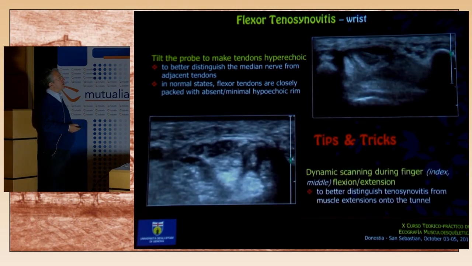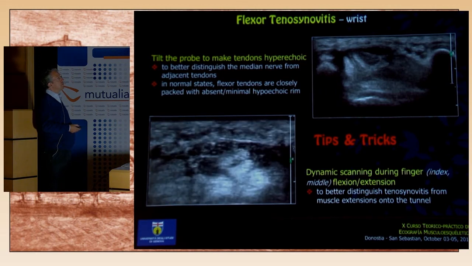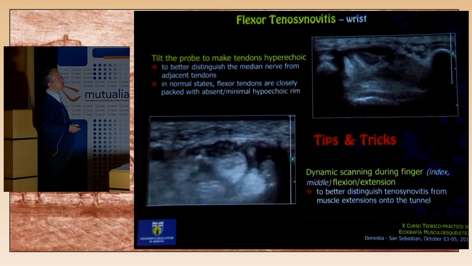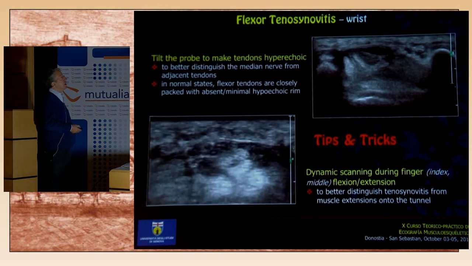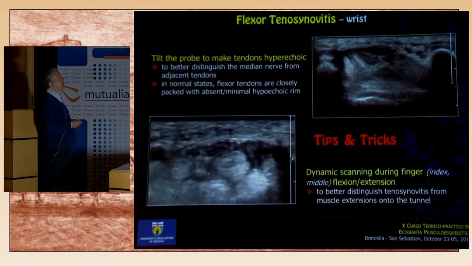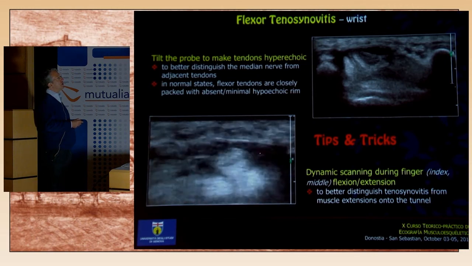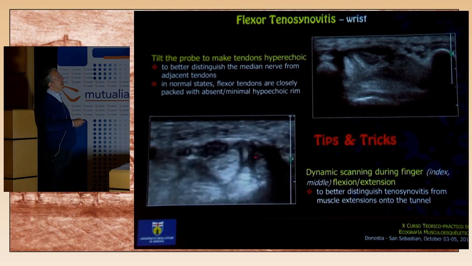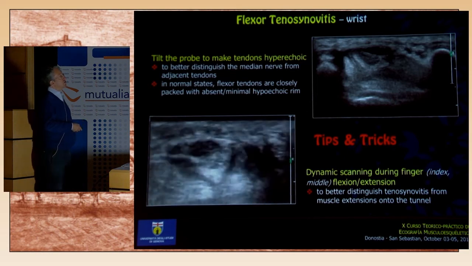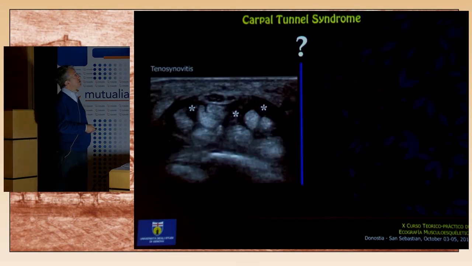Another important maneuver you can perform just to be sure that synovitis is there or not is to invite the patient to flex and extend the fingers. And so if you see this kind of images, you understand that this is not related to any muscle. The hypoechoic image you see here is some fluid at the level of the sheath. So dynamic scanning may help to be sure that tenosynovitis is present.